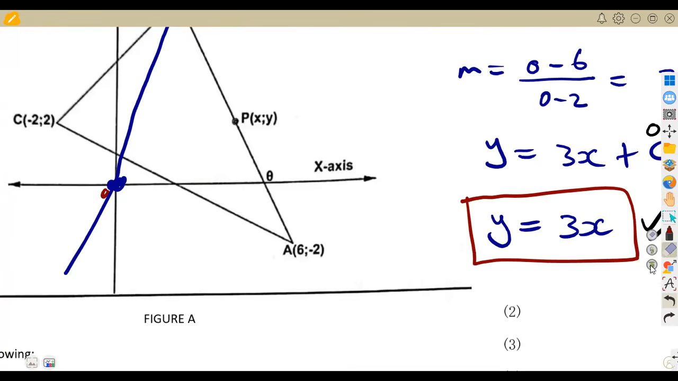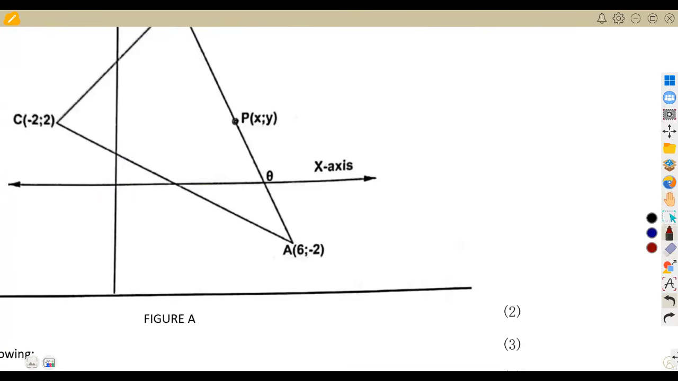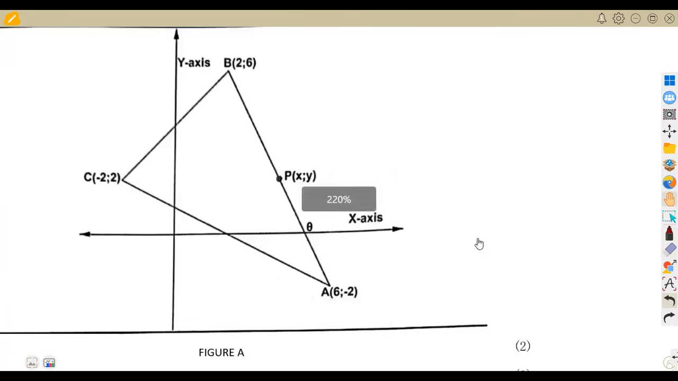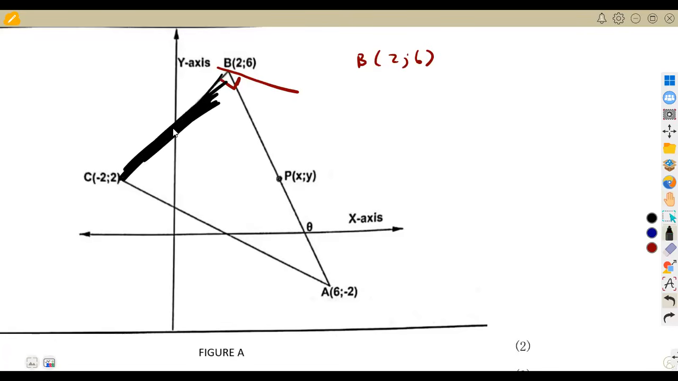So we are told that it passes through B and is perpendicular to BC. So this is the situation that we are going to have. It must pass through the point B like this, and perpendicular, meaning it is supposed to be at 90 degrees, passing through the point B at 2, 6. So what is the condition that a line must be perpendicular? For two lines to be perpendicular, the product of their gradients should be equal to -1.